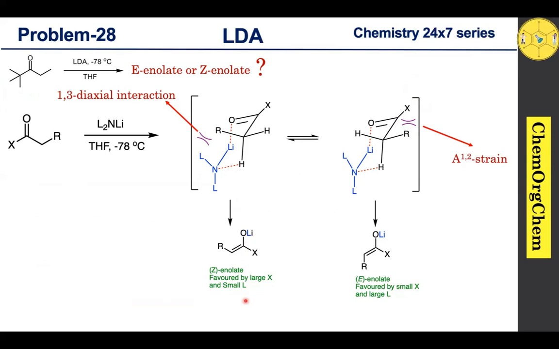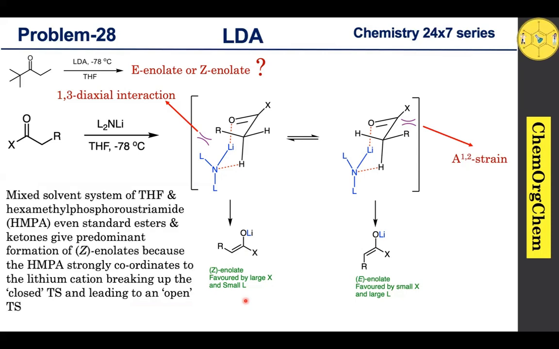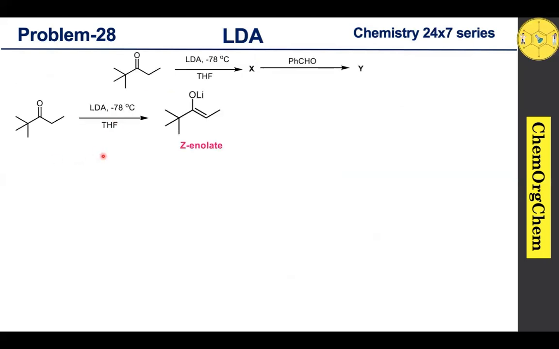Sometimes we can switch the enolate ion selectivity, especially when you use a mixture of solvents such as THF and HMPA, which predominantly produces the Z enolate ion. Since HMPA readily coordinates with the lithium cation, the reaction undergoes an open transition state, which leads to the corresponding Z enolate ion. Our first reaction condition readily produces the Z enolate ion, which readily reacts with benzaldehyde in the subsequent step to produce the corresponding cross-aldol product.